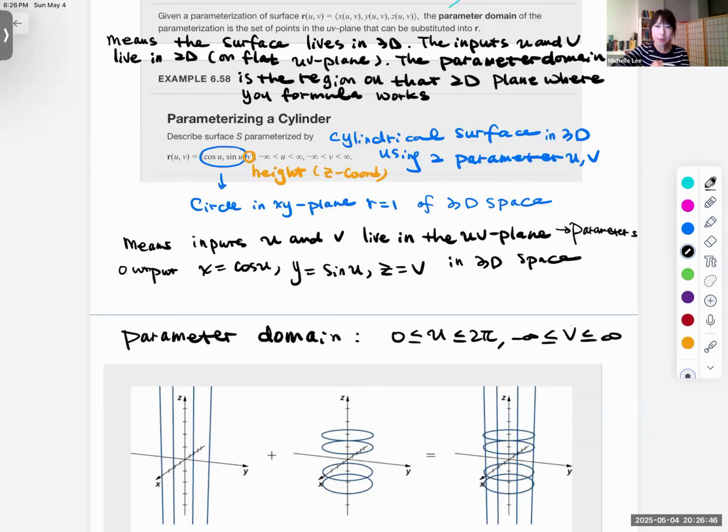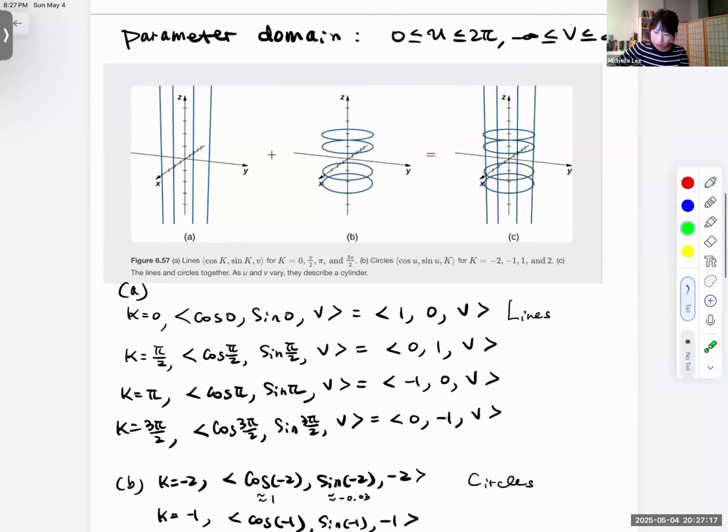Since x equals cosine u and y equals sine u, we can make the domain of u between 0 and 2 pi because it's a circle. And v, which is z, we can make from negative infinity to positive infinity.